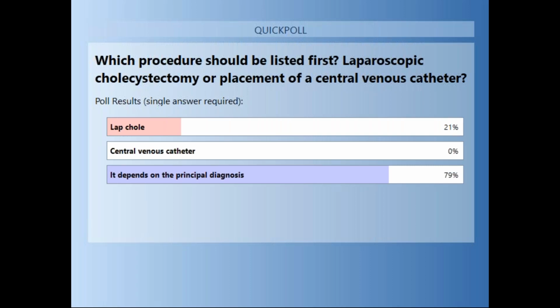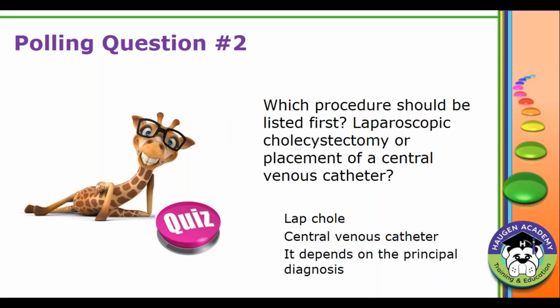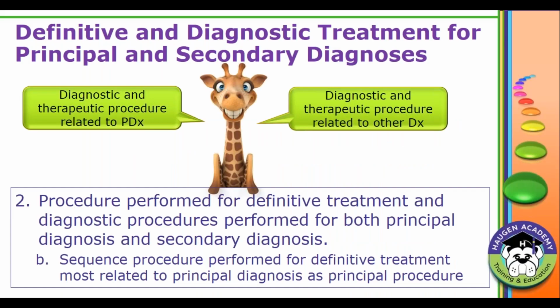What if they developed cholecystitis during that inpatient admission and it was a secondary diagnosis? There may be something that they presented for that was separate, and that central line may have been related to that. So again, your principal procedure selection will often play off of the principal diagnosis. All right, Kathy, thank you very much.